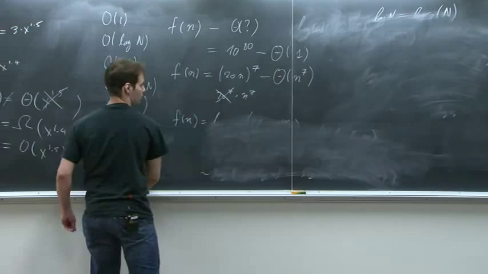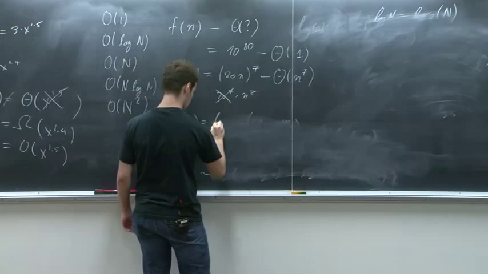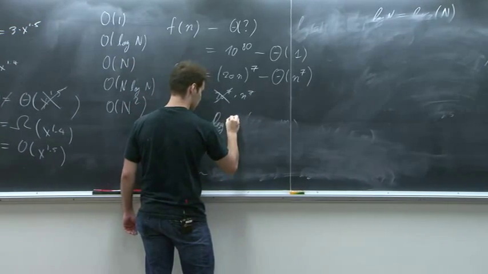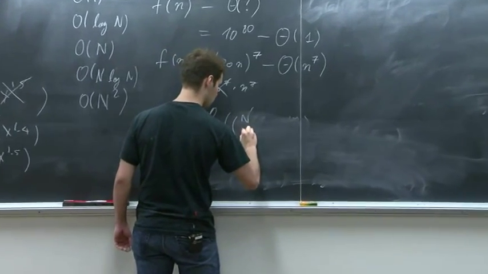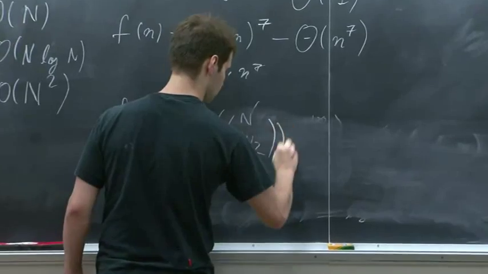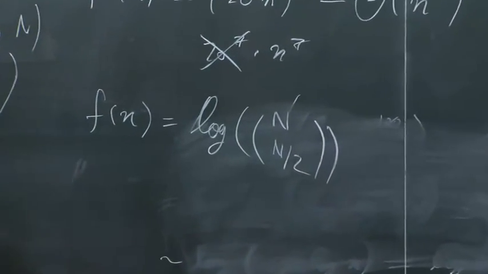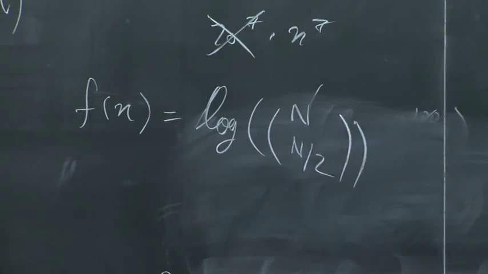Okay, I'm erasing so much because we're going to need more room for this. So I have a log again, but this time what I have inside the log is n choose n over 2. Does any brave soul want to come up here and solve this for me?